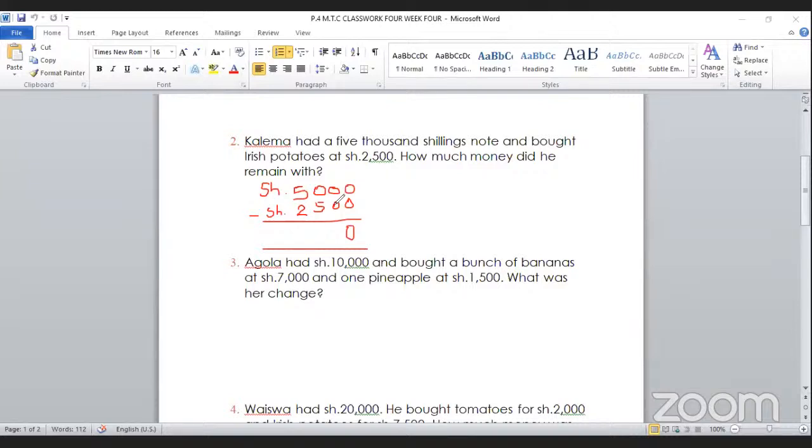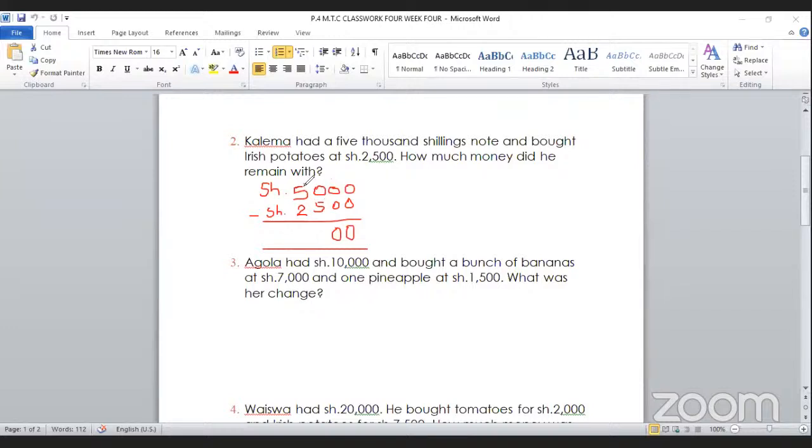0 minus 0 is 0. Okay. 5 minus 0 is impossible. Is it 5 minus 0? It is 0 minus 5.